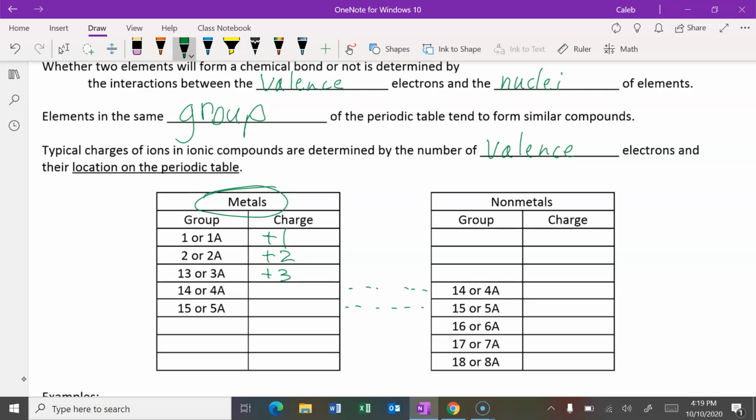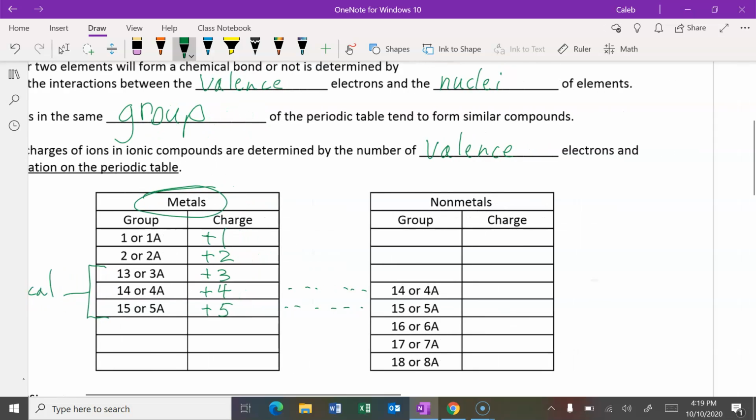Group 14 or 4A is positive 4 if it's a metal, typically. And group 15 or 5A is typically positive 5 if it is a metal. Just remember, these last three, this is typically the case. Not always true. Okay. Then we go over to the nonmetals.